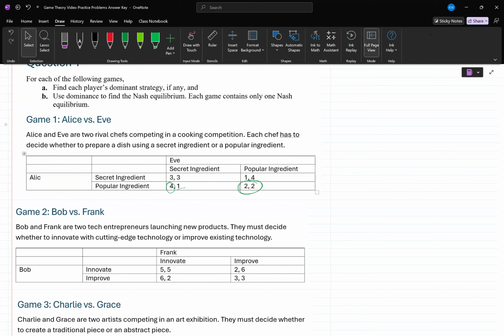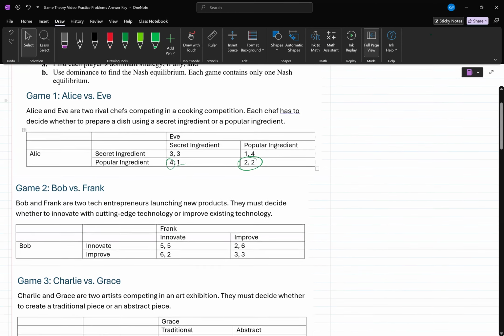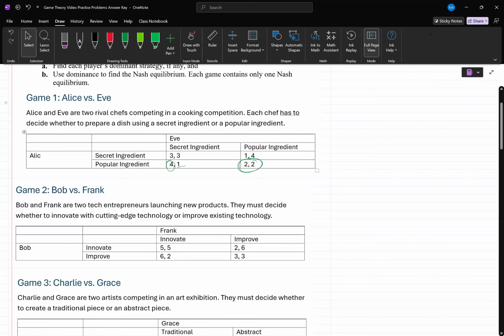Whenever Alice plays secret ingredient, Eve wants to play popular, and the same is true for Alice. So it looks like this is a type of prisoner's dilemma game where the Nash equilibrium is below the Pareto optimal equilibrium.